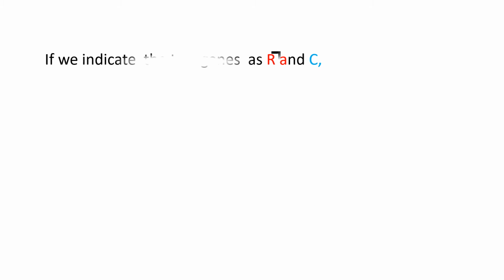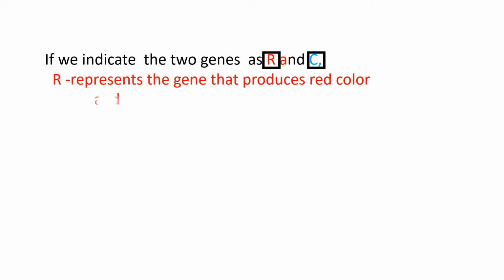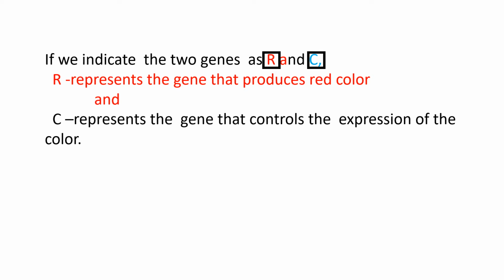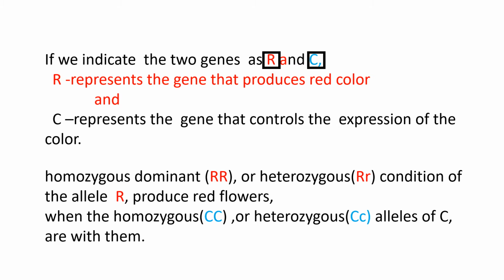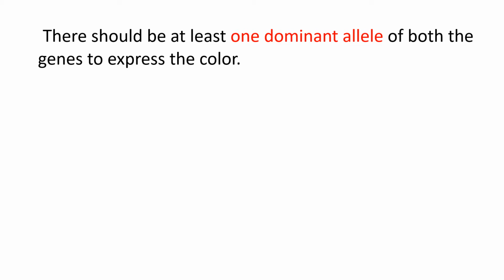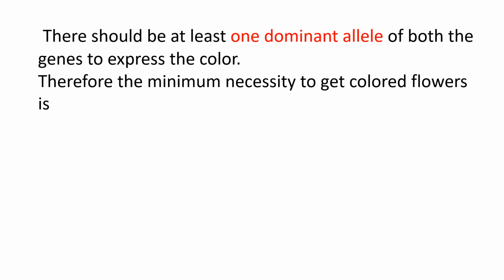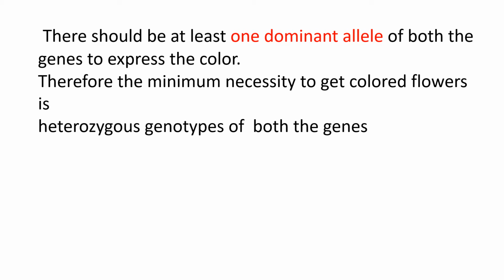If we indicate the two genes as R and C, R represents the gene that produces red color and C represents the gene that controls the expression of the color. Homozygous dominant or heterozygous condition of the allele R produces red flowers, when the homozygous or heterozygous alleles of C are present. Accordingly, there should be at least one dominant allele of both the genes to express the color. Therefore, the minimum necessity to get colored flowers is heterozygous genotypes of both the genes, that is capital C small c, capital R small r.